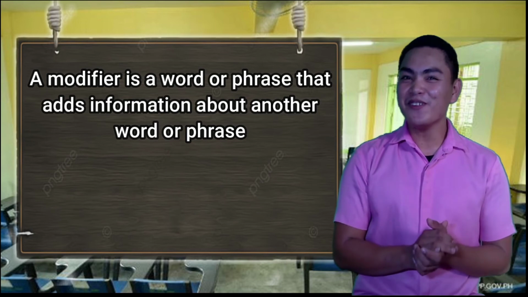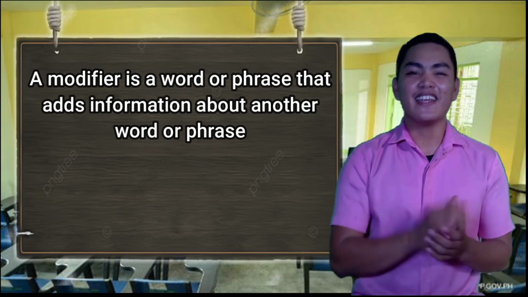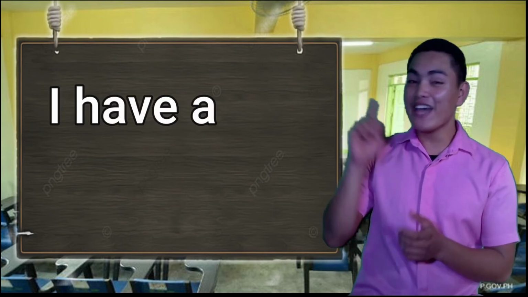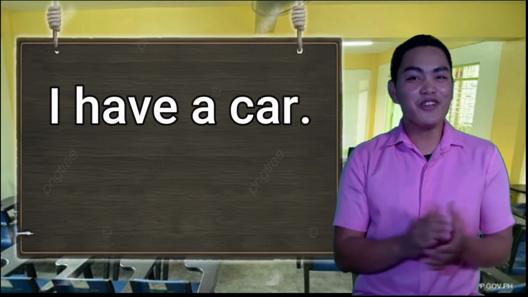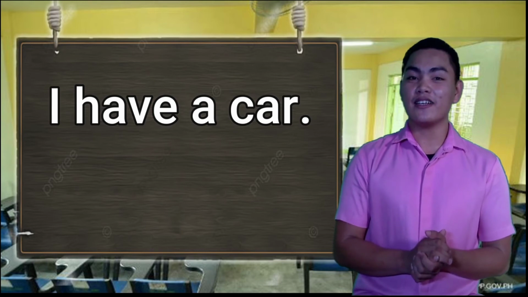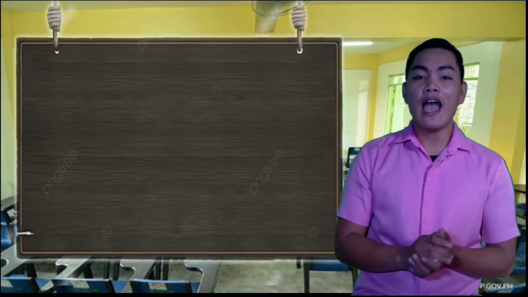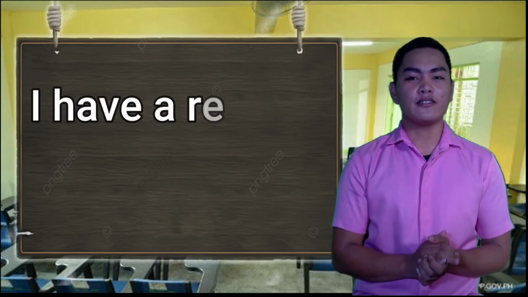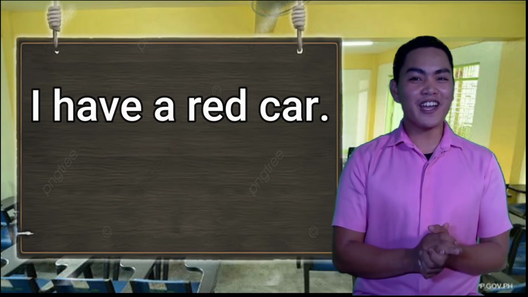Do you want an example? Okay, for example, I have a car. Is there any modifier there? Very good, there's no modifier. How about this? I have a red car. What do you think the modifier there is?